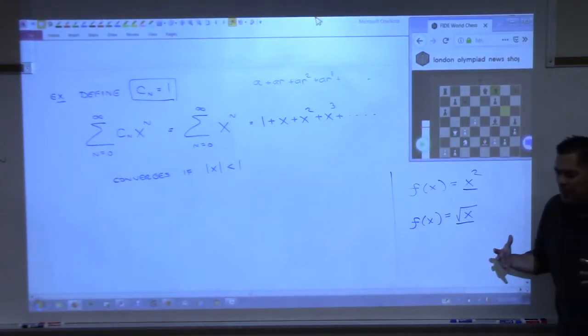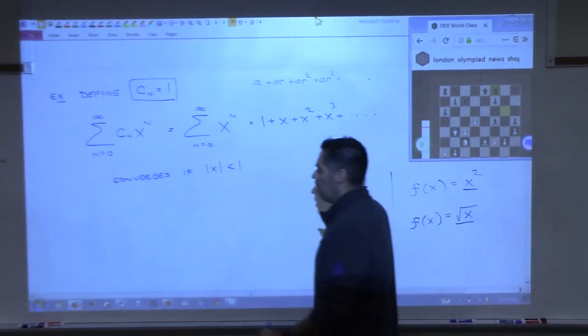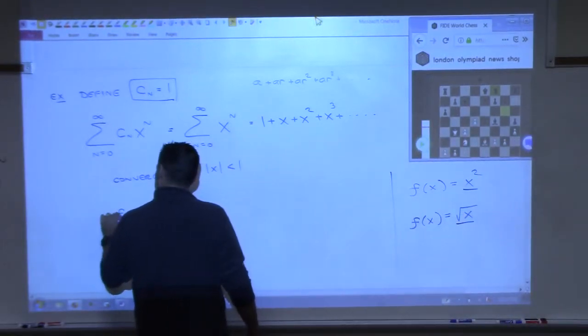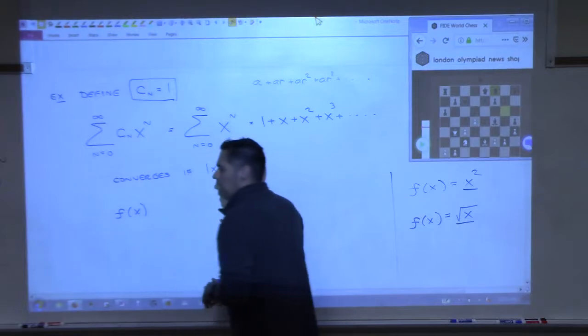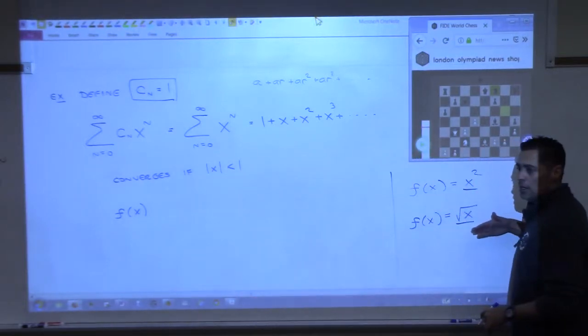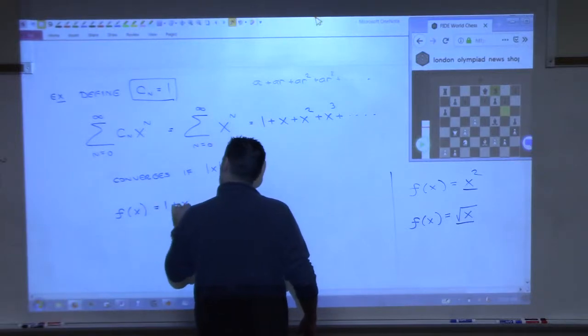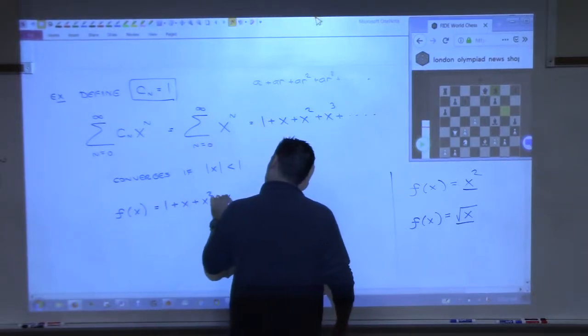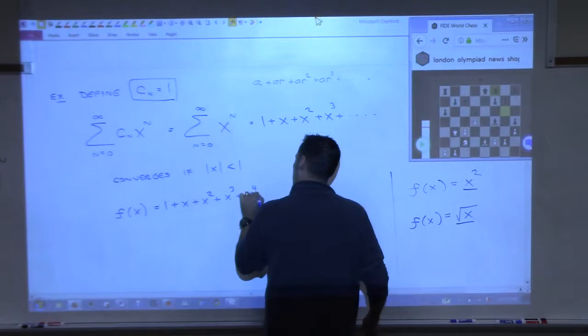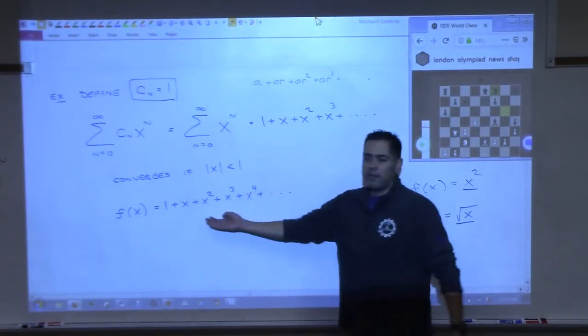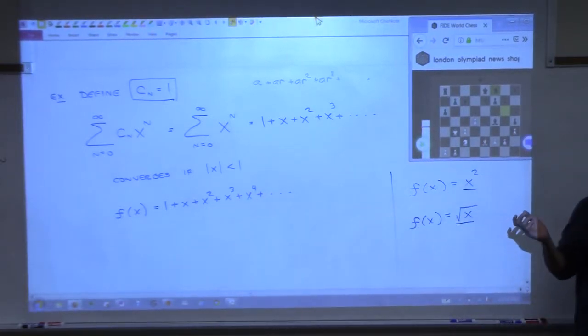So what I'm saying to you is this. If I were to define for you now a function, like over here, and I define this function to be 1 plus x plus x squared plus x cubed plus x to the 4th plus forever. This is an infinite polynomial, isn't it?